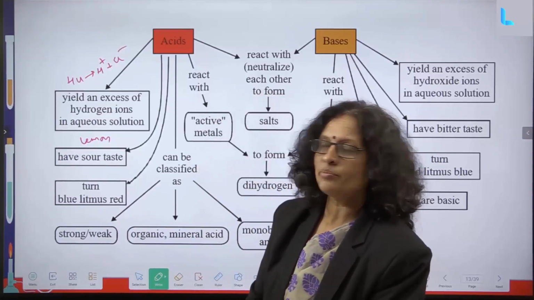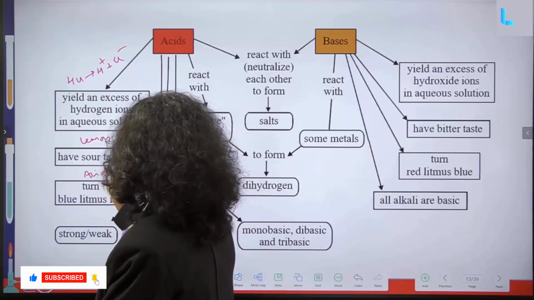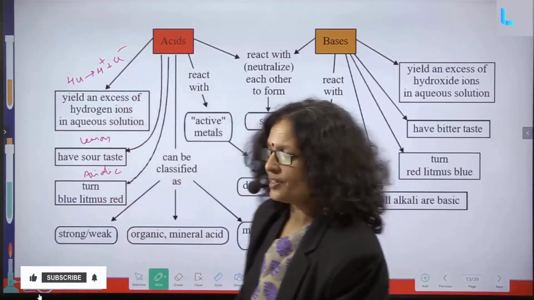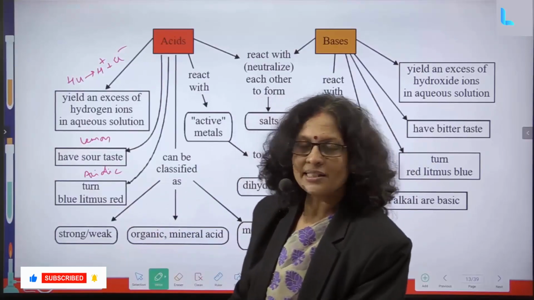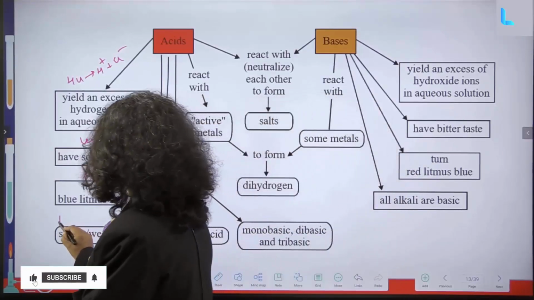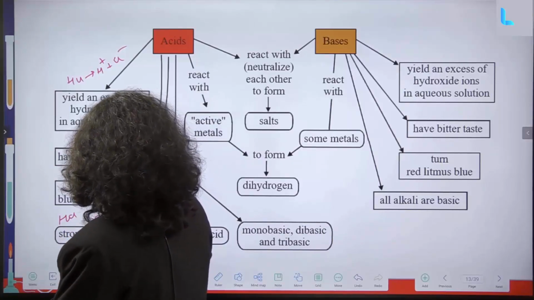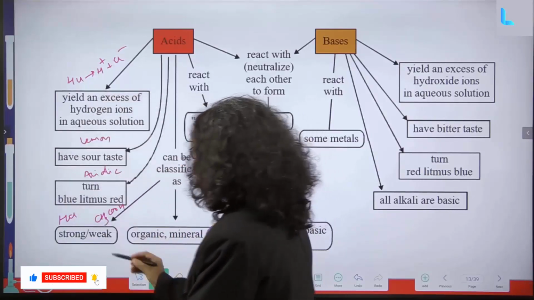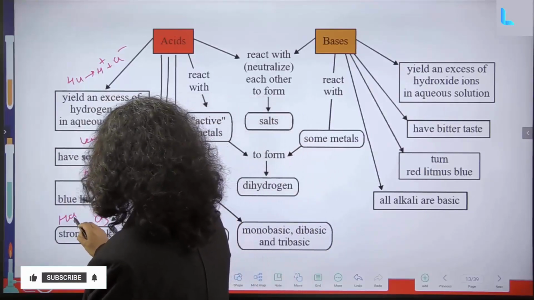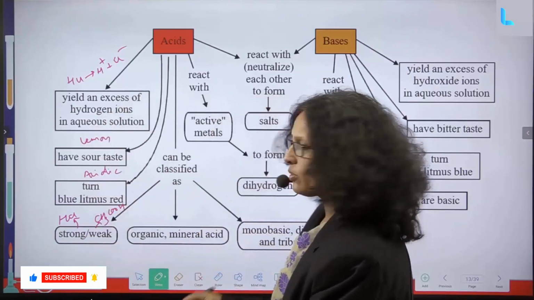Blue litmus turning red means the substance is acidic by nature. This is the identification of an acidic substance. Then acids can be classified as strong acid or weak acid. One example: hydrochloric acid is a strong acid, and acetic acid, CH3COOH, is a weak acid. This is strong acid, this is weak acid.